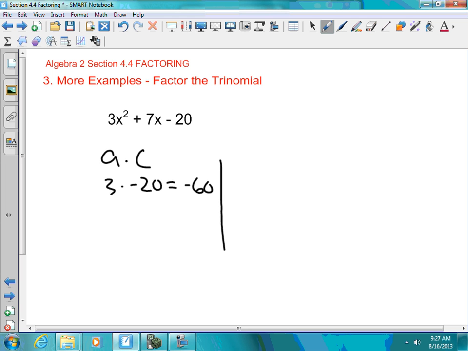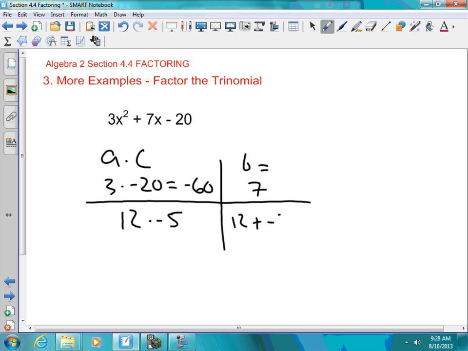So A times C, that's negative 60. B is 7. Lots of combinations multiply to make negative 60. You probably may have a long list of factors. Hopefully you figured out that 12 and negative 5 multiply to make negative 60, and they also add to make negative 7. So there's our winner. That's our winning combination.